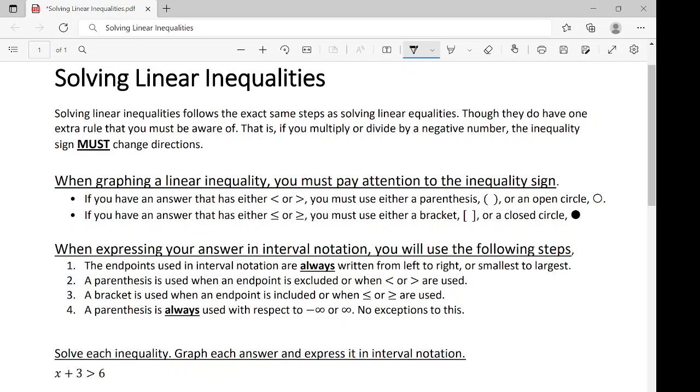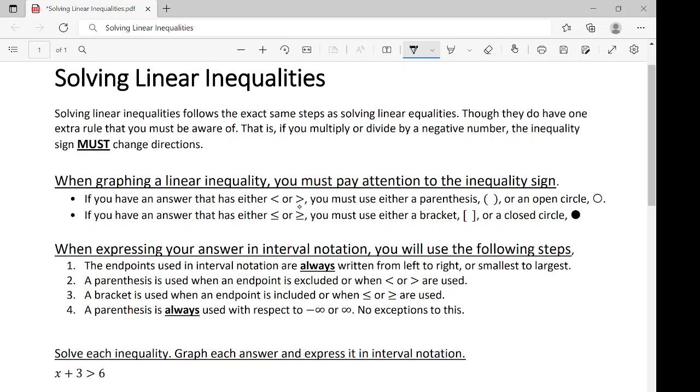Solving linear inequalities follows the exact same steps as solving linear equations, though there is one extra rule that you must be aware of: if you multiply or divide by a negative number, the inequality sign has to change direction. So if it's going this way, you're going to have to flip it to the other way, or if it's like that, still have that. So be aware of this rule. You must follow it.